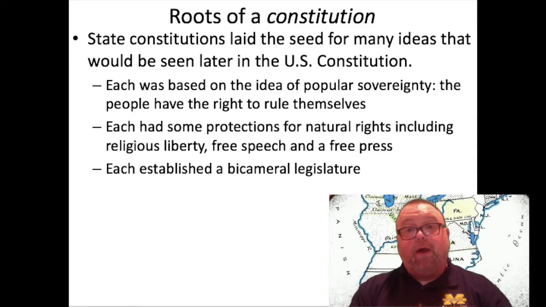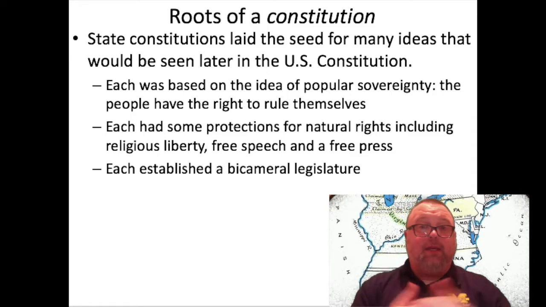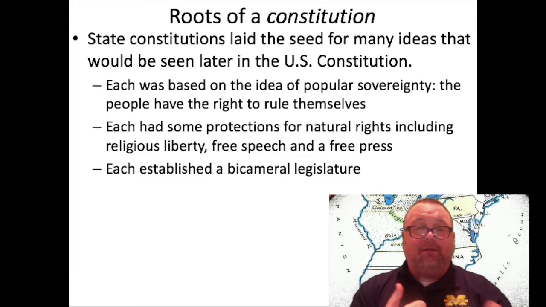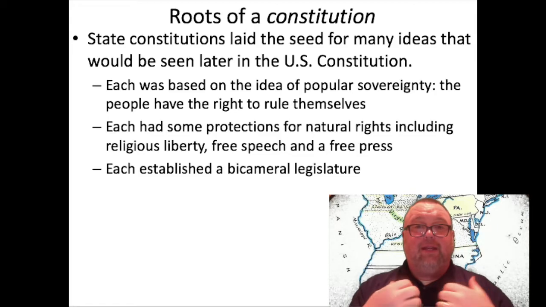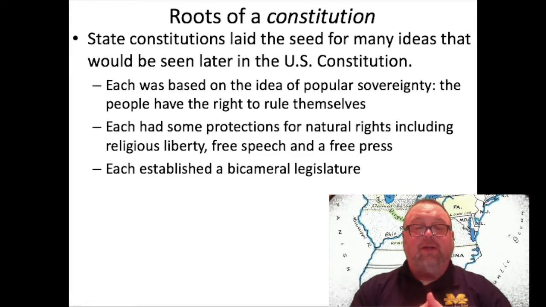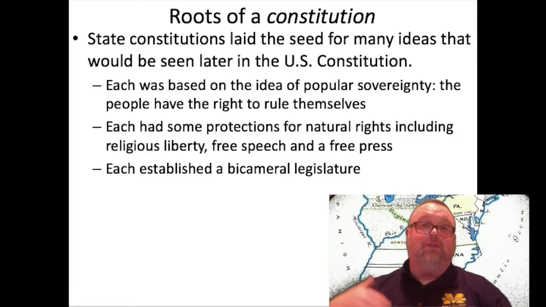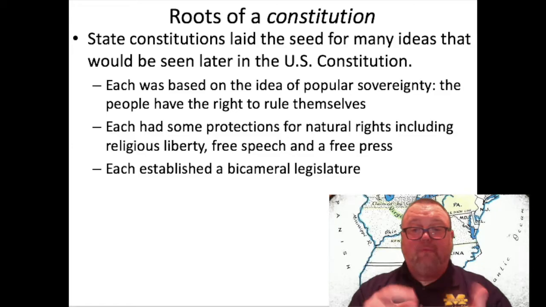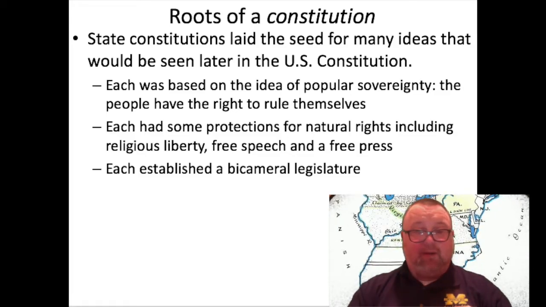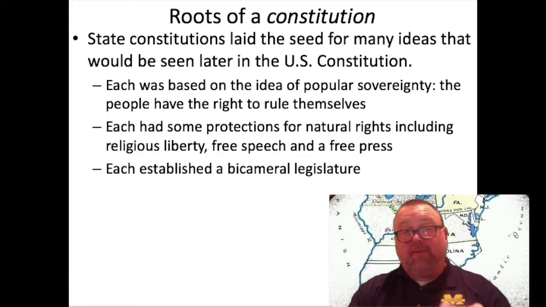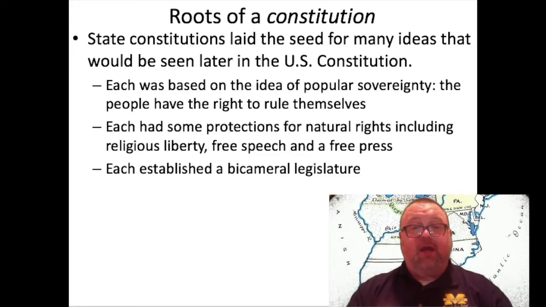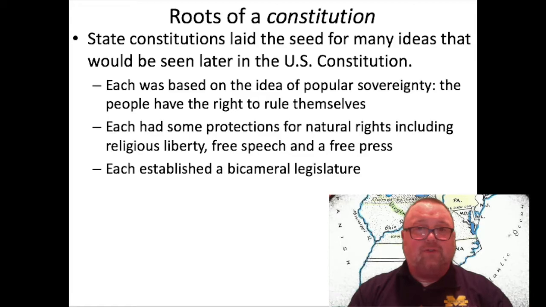This is the idea that people have the right to rule themselves. We see that in the U.S. Constitution with the preamble and the three words that start it, we the people, saying that we own the government, we're the boss. That's an idea that we saw in the state constitutions and continues in the U.S. Constitution eventually. Two, protection of natural rights: freedom of speech, freedom of the press, and most notably, as you saw in the article, freedom of religion. They talked about not having an established church, and freedom to exercise religious beliefs.